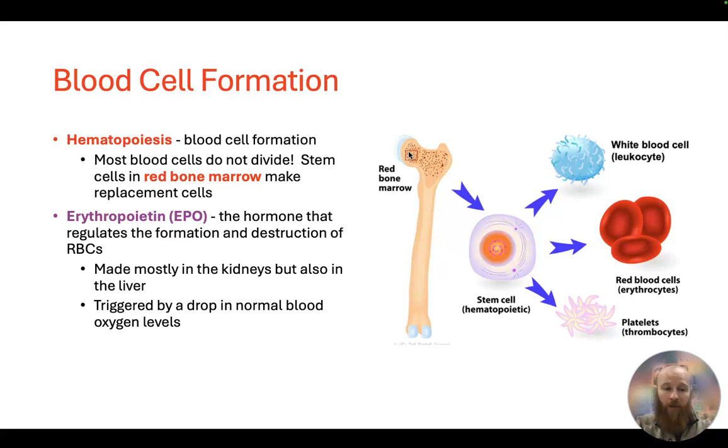A drop in those blood oxygen levels is going to indicate that, hey, I need to stimulate some increased red blood cell production so that I can help circulate more oxygen and get this content up. And so typically that's going to be the stimulus that triggers the kidneys to create or release more of this erythropoietin. And that erythropoietin is going to stimulate in the red bone marrow the process of hematopoiesis.